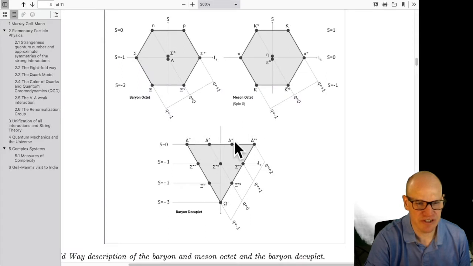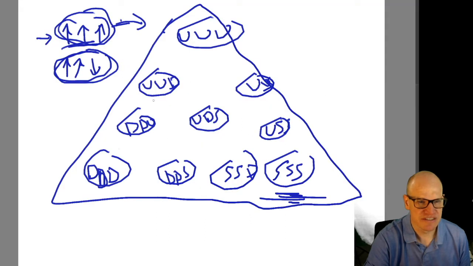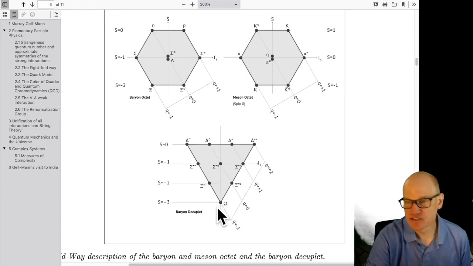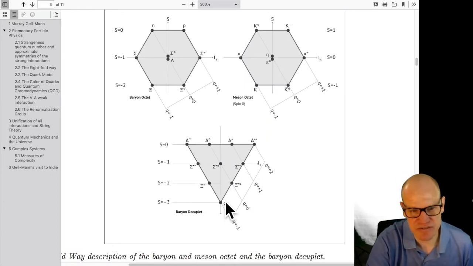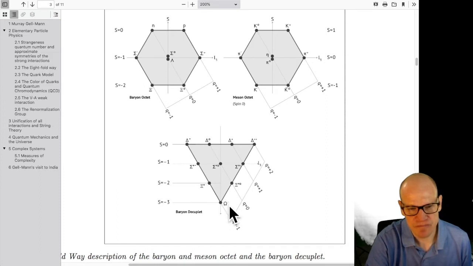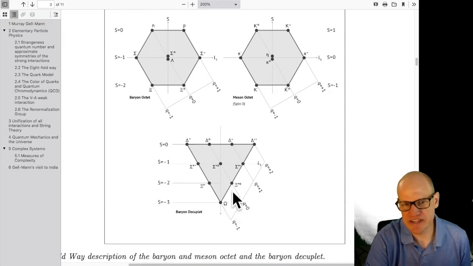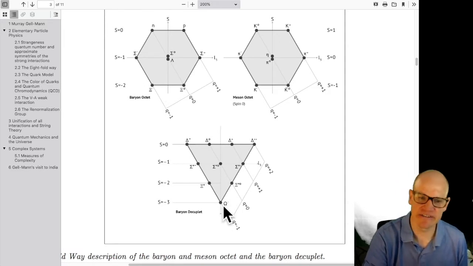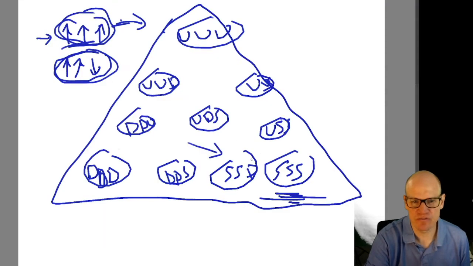So this diagram here, this top row here, that is this row right here. And then as we move down and to the right, like this, that's moving down on this graph. So this actually predicted the presence of this omega particle right here. This omega particle had not been observed, and it was predicted to have a certain amount of electric charge and a certain mass.